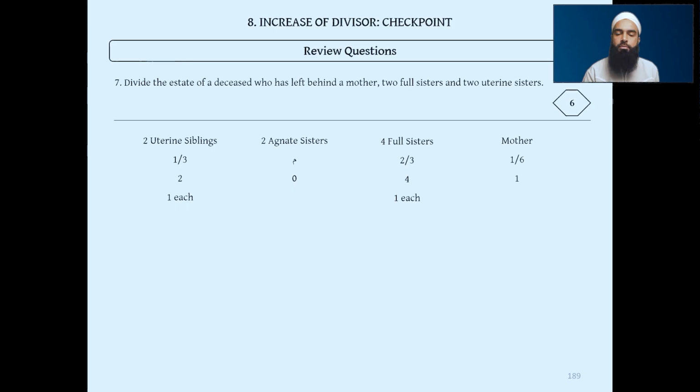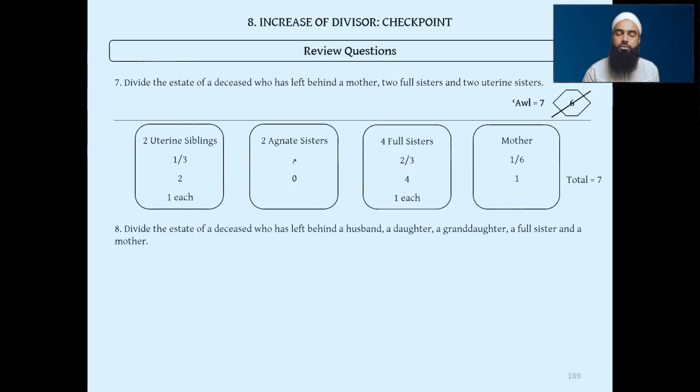So we add it all up. 4 plus the mother's share, 1, which is 5, plus the 2 from the uterine siblings, which is 7. So there's a 7 in total here, so awl of 7. And that's what should have been your answer. Next question.